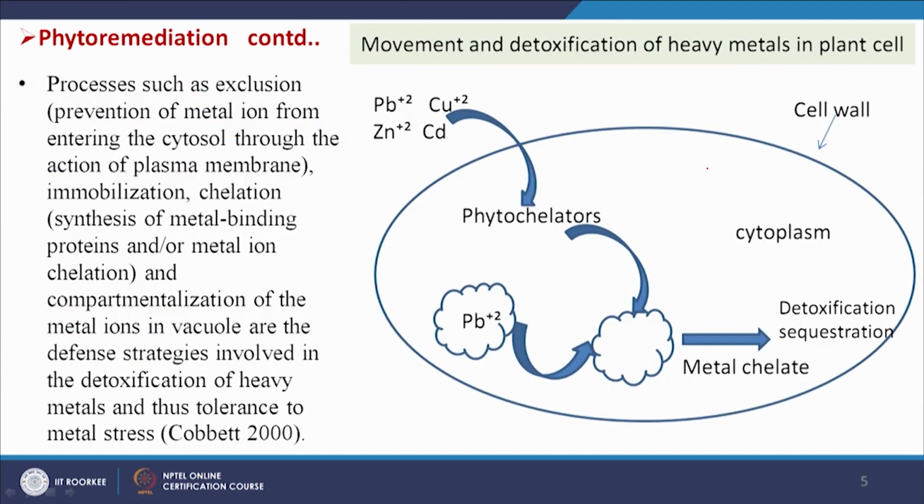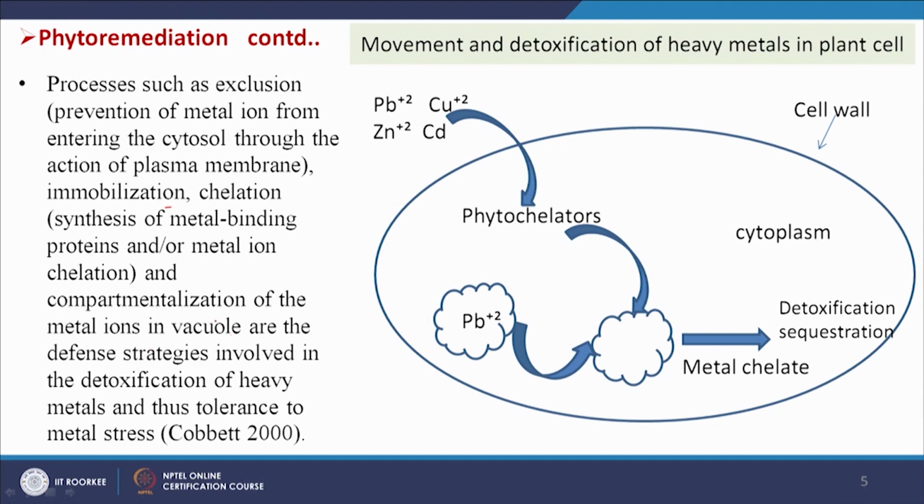Now, we will see how the detoxification mechanism is applicable for plants. The processes are, first, exclusion, that is prevention of metal ions from entering the cytosol through the action of the plasma membrane. Exclusion is one mechanism, another is immobilization, another is chelation, that is synthesis of metal binding proteins and or metal ion chelation, and compartmentalization of the metal ions in the vacuole.